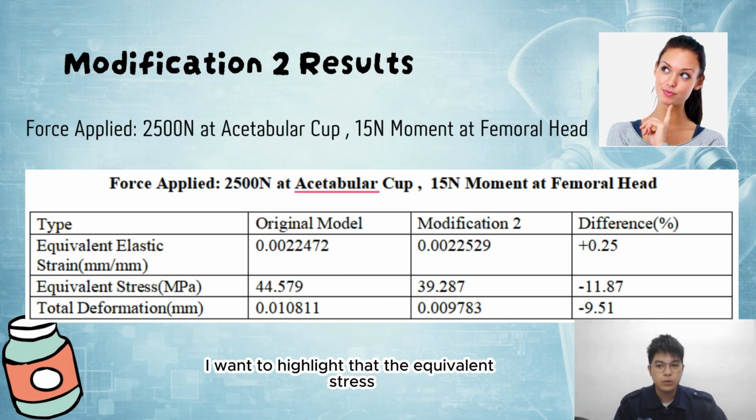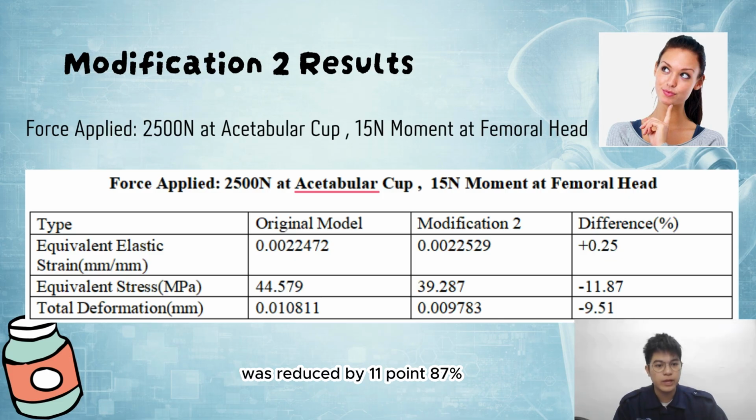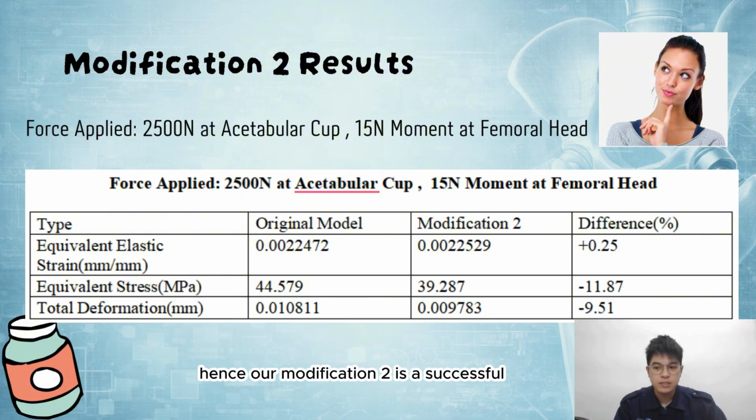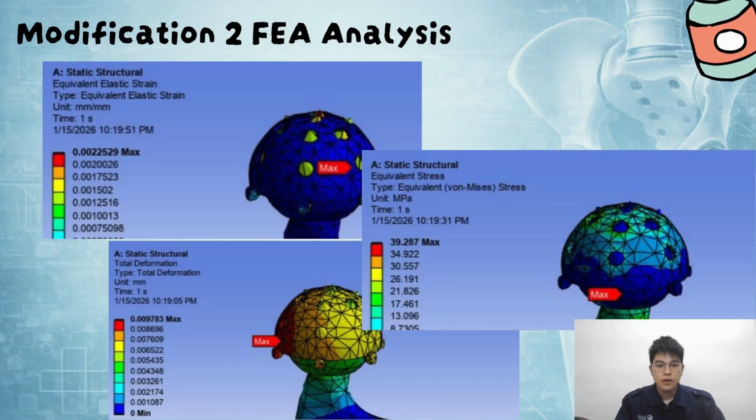I want to highlight that the equivalent stress was reduced by 11.87% and total deformation was reduced by 9.51% by thickening the neck. This confirms that increasing the section modulus is an effective strategy for managing gait cycle loads, which are the loads mimicking the real-life hip joint. Hence, our modification 2 is a successful optimized design. Following this, these are the results for our modification 2.